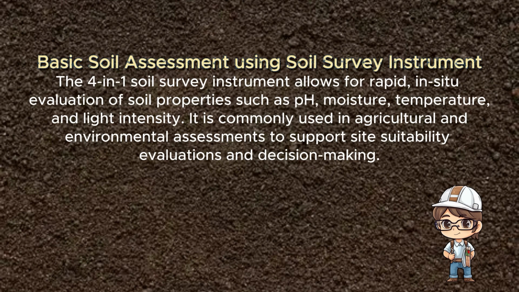Second, basic soil assessment using a soil survey instrument. The students use a 4-in-1 soil survey instrument, which allows for rapid in-situ evaluation of soil properties such as pH, moisture, temperature, and light intensity. It is commonly used in agricultural and environmental assessments to support site suitability evaluations and decision making.